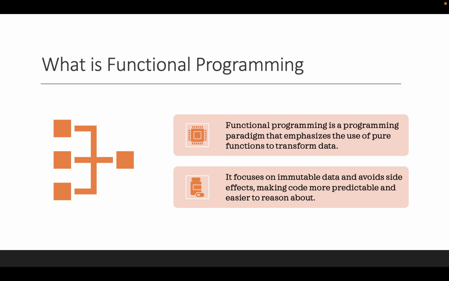Another thing about functional programming is that it focuses on immutable data and avoids side effects, making code more predictable and easier to reason about. Immutable data means the data structures are never modified. They're copied. There obviously is a runtime cost for it, but that is to be borne because of the advantages we are getting from having such immutable data structures.